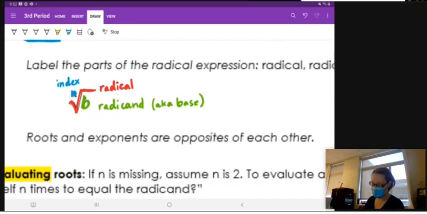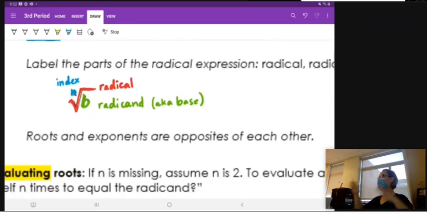So roots and exponents are opposites of each other. Think about adding and subtracting. Those are opposites. They undo each other. Multiplication and division. Those are opposites. They undo each other. Roots and radicals are opposites, or I'm sorry, radicals and exponents are opposites. They undo each other. So roots and exponents are opposites.